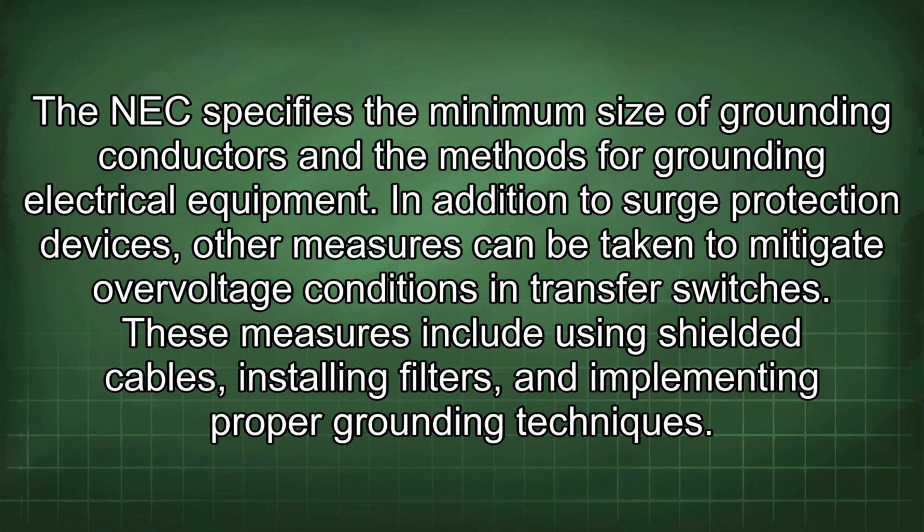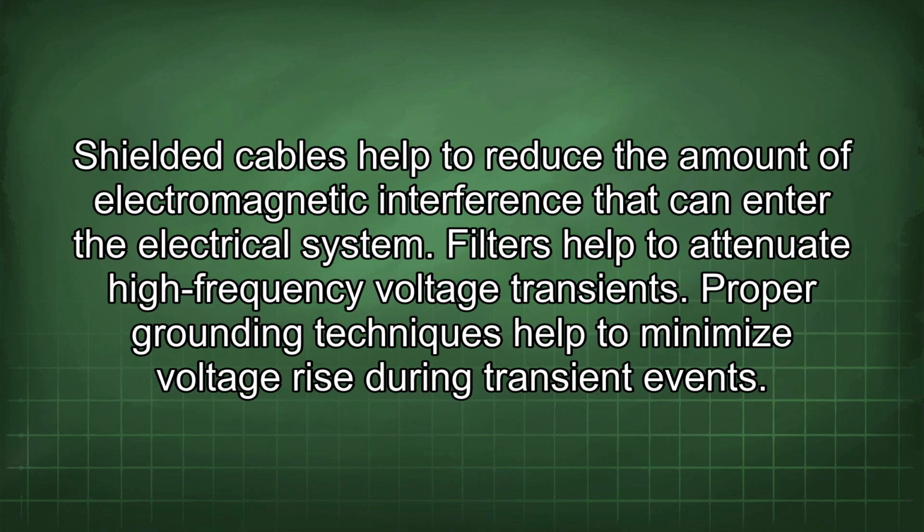In addition to surge protection devices, other measures can be taken to mitigate overvoltage conditions in transfer switches. These measures include using shielded cables, installing filters, and implementing proper grounding techniques. Shielded cables help to reduce the amount of electromagnetic interference that can enter the electrical system. Filters help to attenuate high-frequency voltage transients. Proper grounding techniques help to minimize voltage rise during transient events.